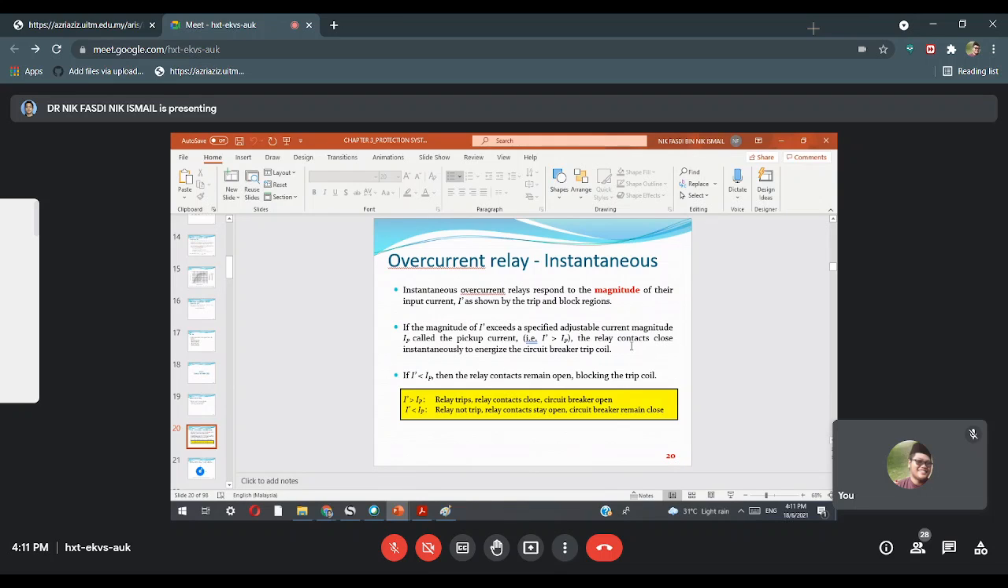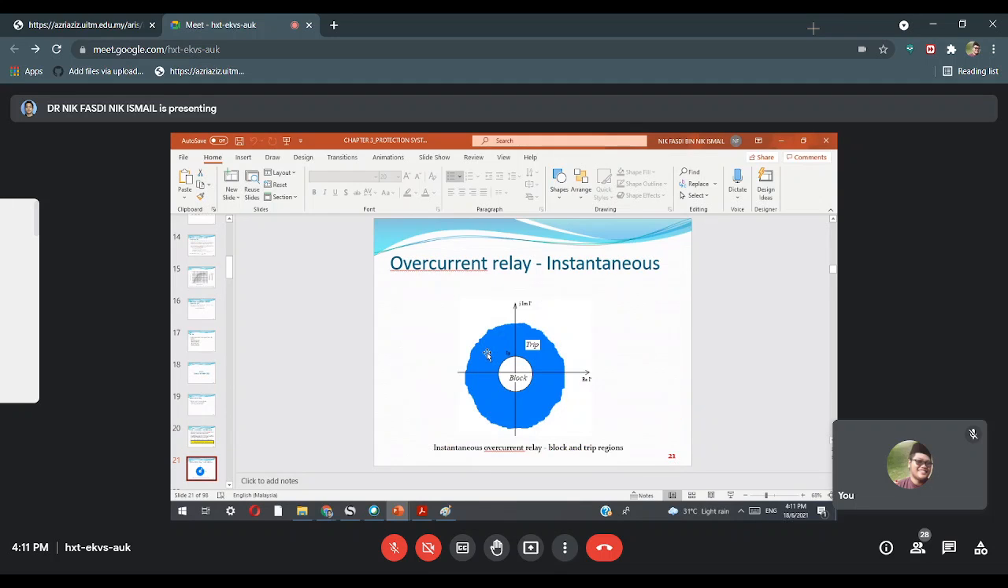When the circuit breaker trips, it will open, and when it opens, it will isolate the part. If I prime is smaller than IP, then the relay contact remains open, blocking the trip coil. It will not turn on when I prime is smaller than IP. The relay trips when I prime is greater than IP, and the circuit breaker opens, which means you isolate the faulty part. When I prime is less than IP, the relay does not trip. The relay contact stays open and the circuit breaker remains closed, so current can flow through the circuit breaker and nothing happens.